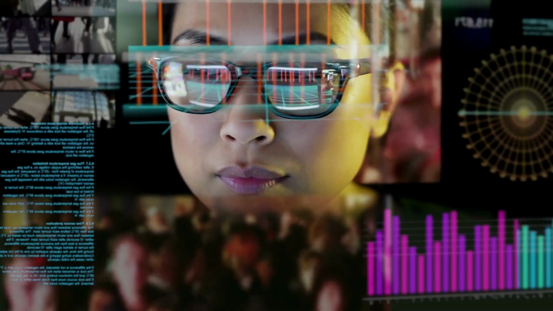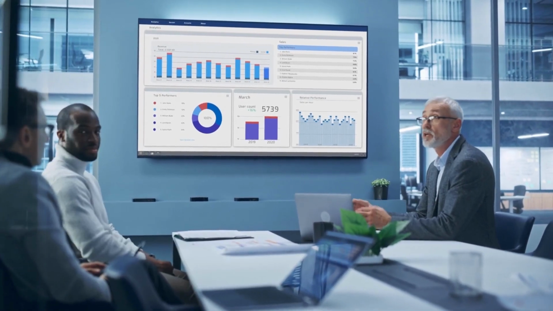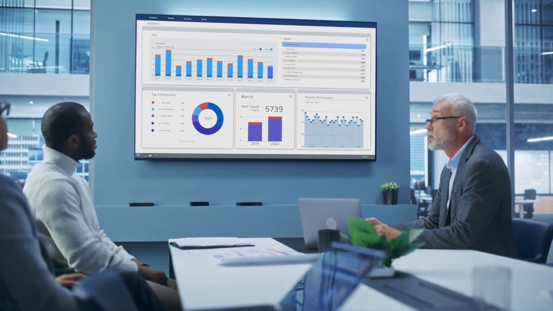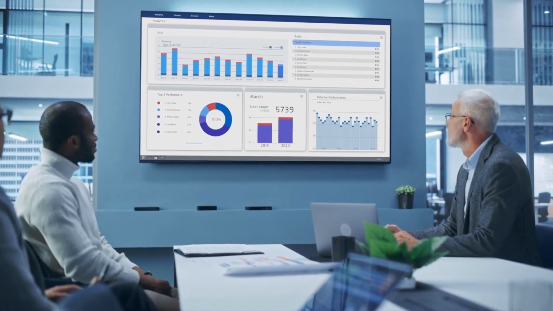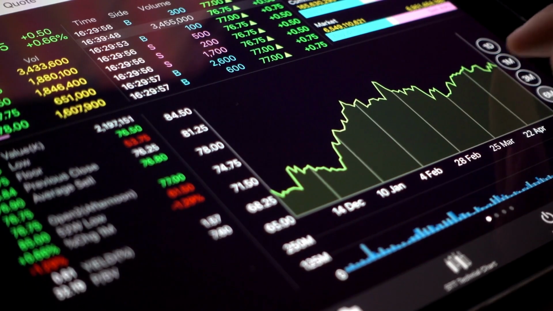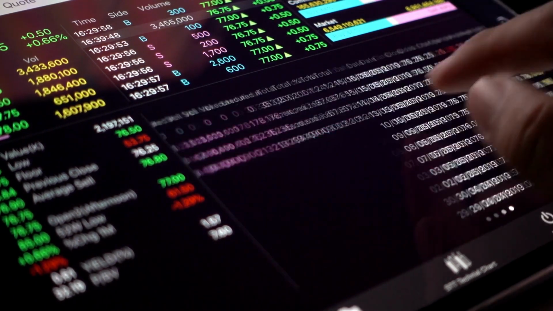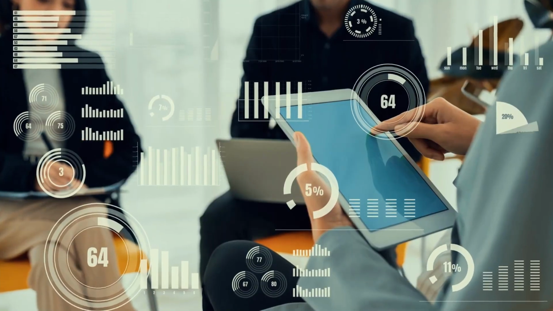Number 2. Robo Advisors. Another type of online investment platform is Robo Advisors. These platforms use algorithms to create and manage your investment portfolio. Some popular robo-advisors include Betterment, Wealthfront, and Vanguard. One of the main benefits of using a robo-advisor is the low cost and ease of use.